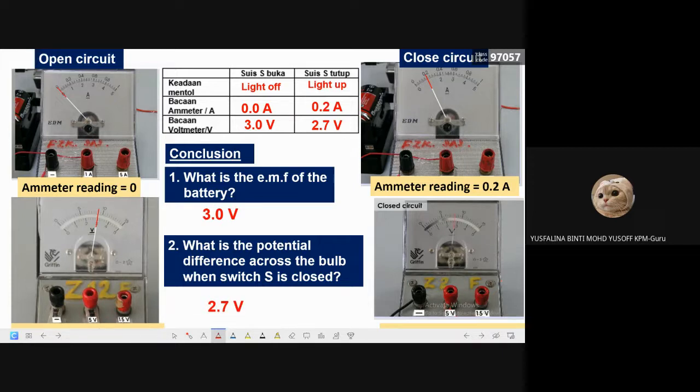So what is the potential difference across the bulb when the switch S is closed? When you close the switch, now the current flows, so the voltmeter will give the reading. The value is V. For the bulb, the voltage across the bulb is 2.7. So this one is E, and this one the value is for V. Later you will learn the formula for the EMF: E equals V plus I R.